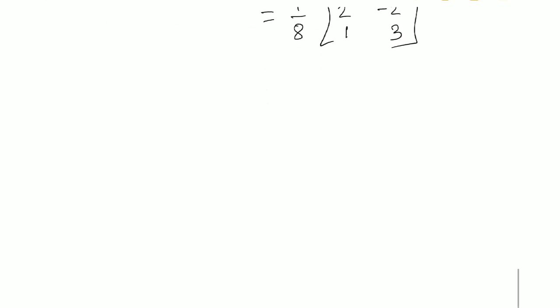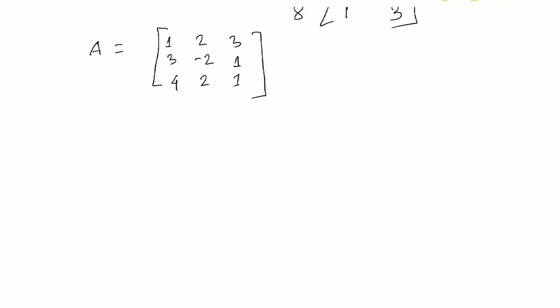Remember, we need to apply properties in the right place at the right time. Now let's suppose we have a matrix 1 2 3, 3 minus 2 1, 4 2 1. In this problem we have been asked to find A inverse. Now the first step is to find the determinant of A.